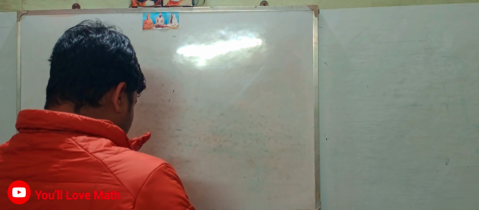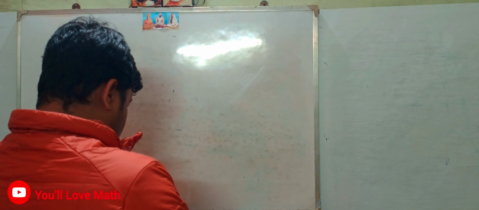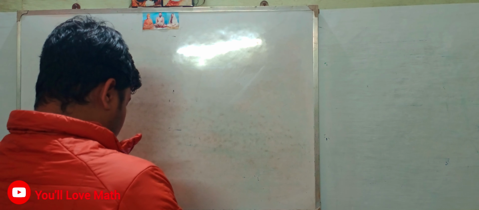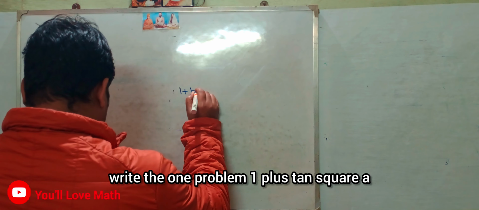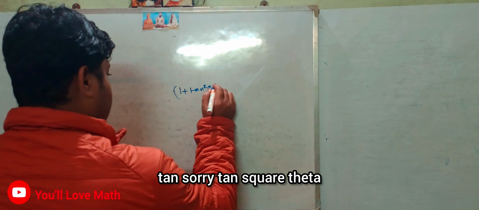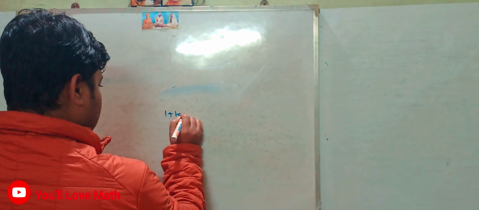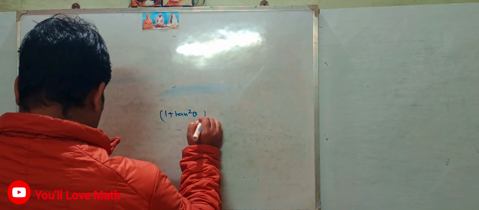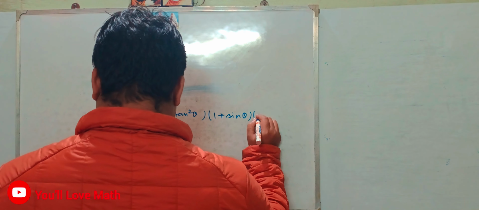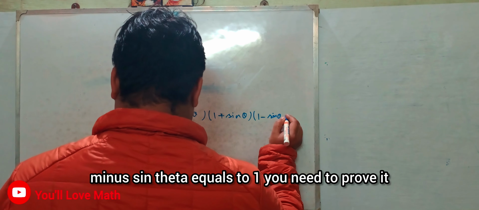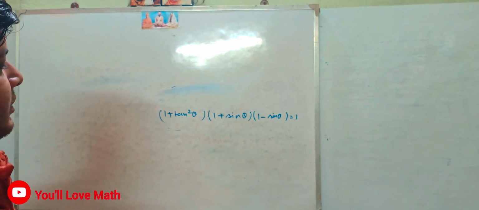So another problem is, let me open my mobile. The problem list is there. So write the problem: 1 plus tan square theta, into 1 plus sin theta, into 1 minus sin theta equals 1. You need to prove it.